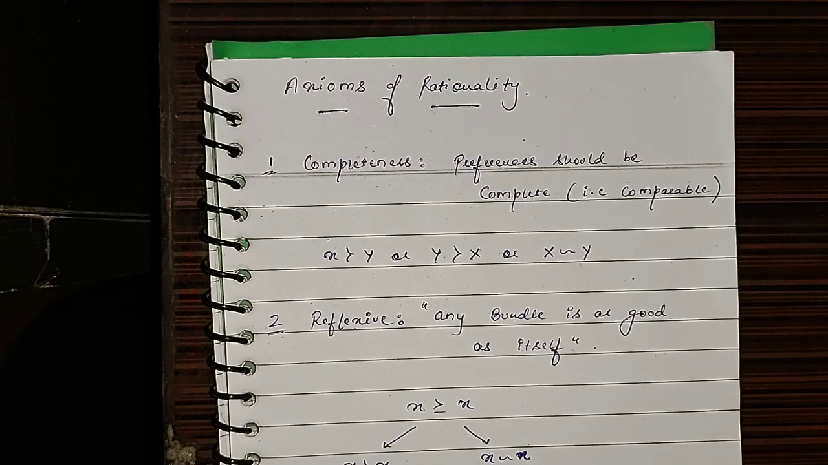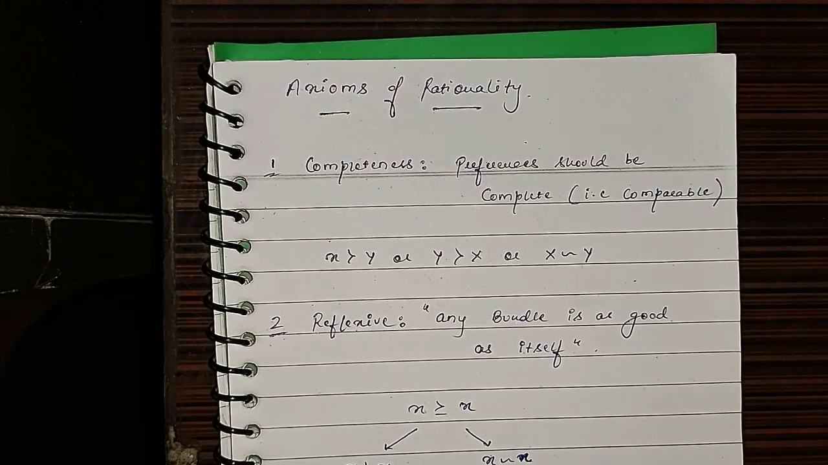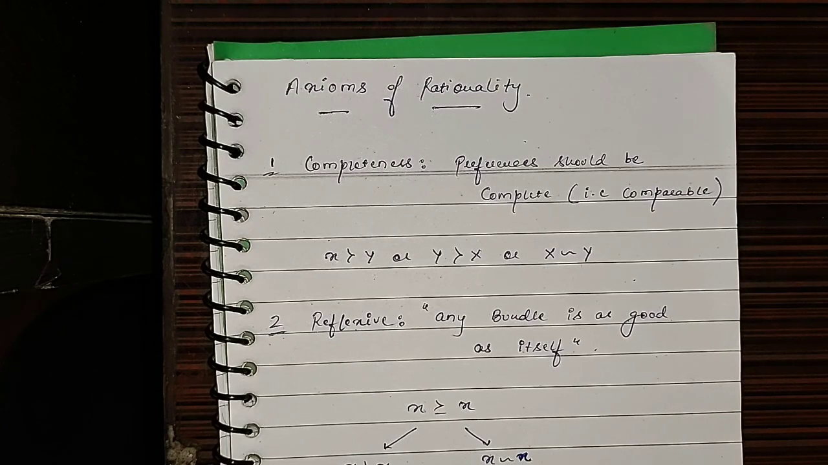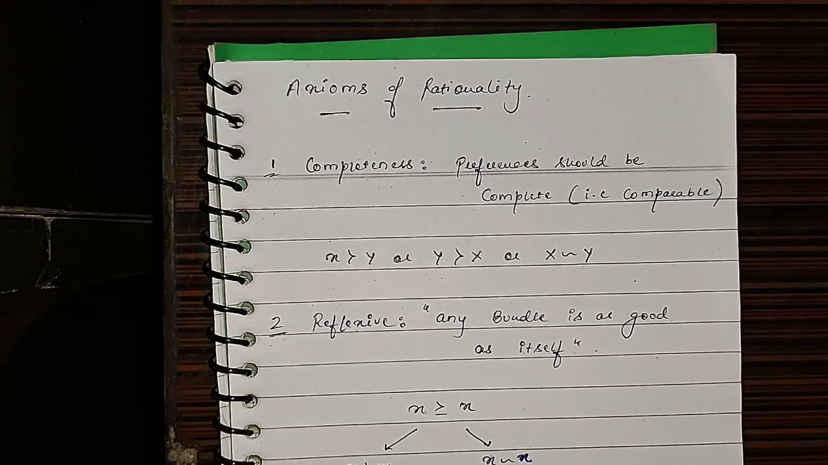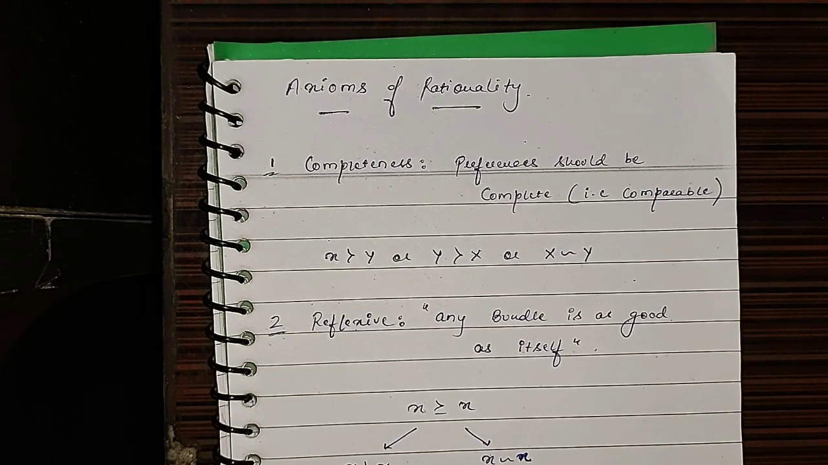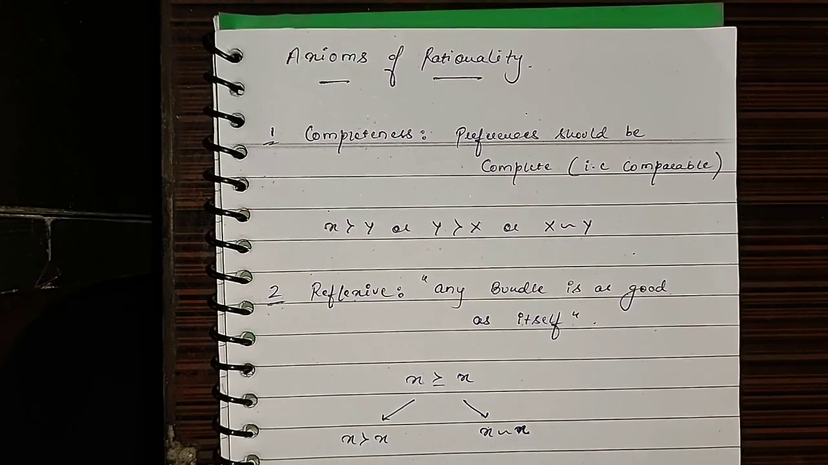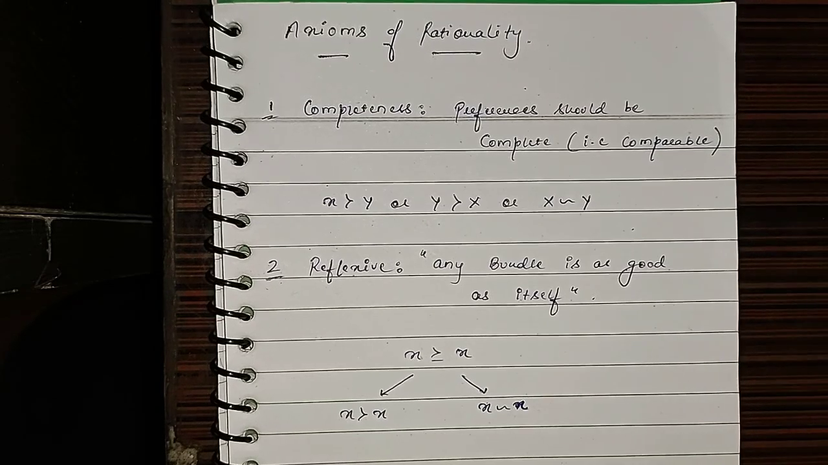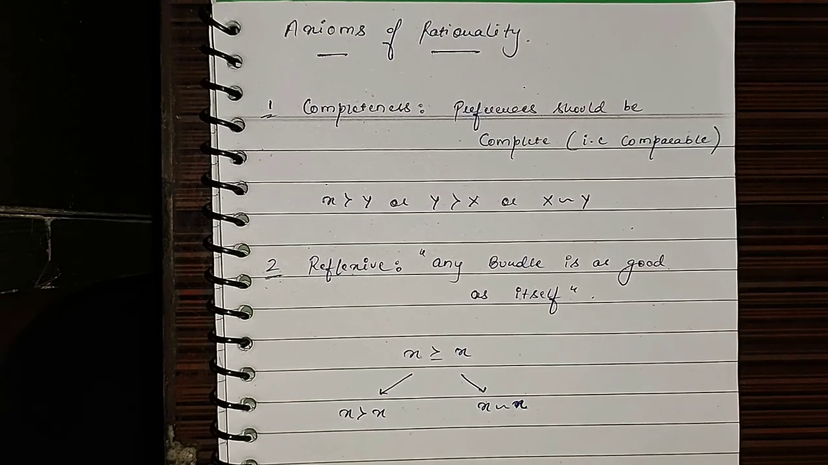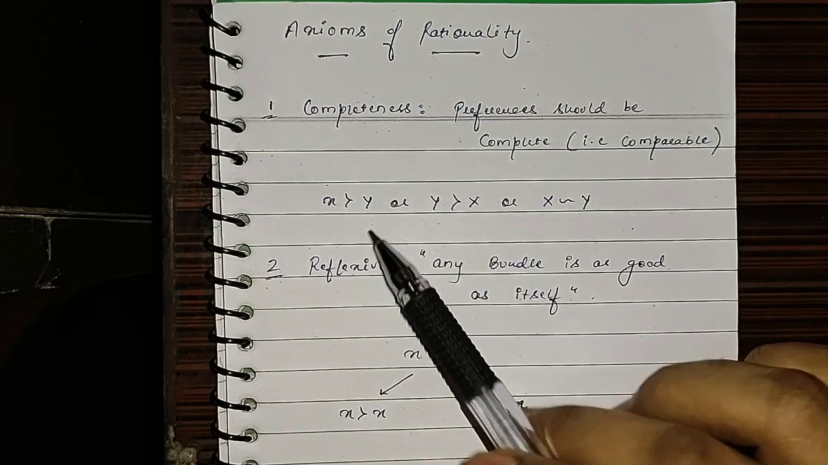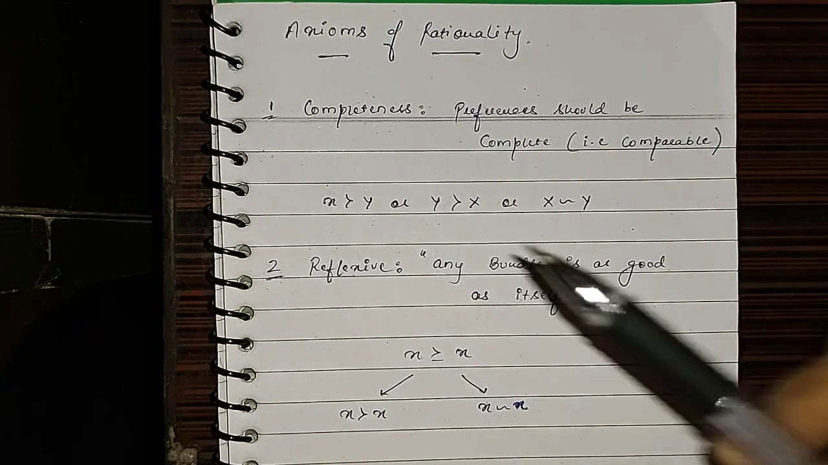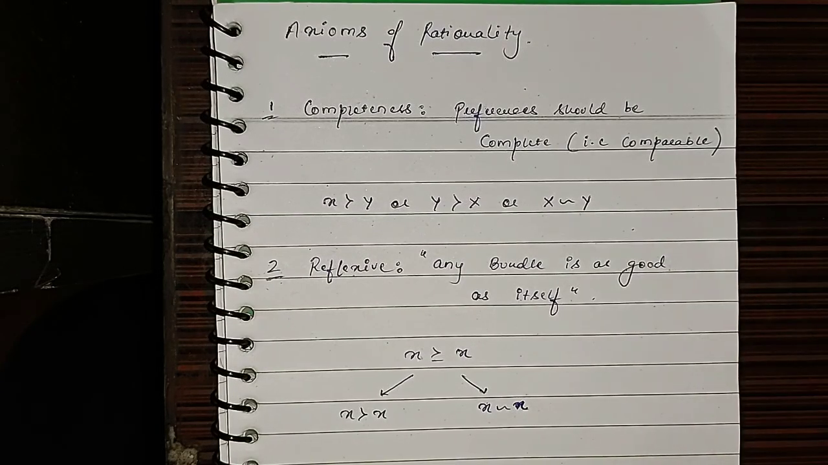Now I will be covering the three most important axioms of rationality in this video: the first is completeness, then reflexive, and transitive. Starting with completeness, preferences should be complete. It means that a consumer's preferences should be comparable. A consumer should be able to say that he prefers X over Y, or he prefers Y over X, or he is indifferent between X and Y.